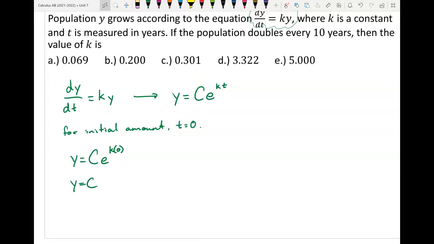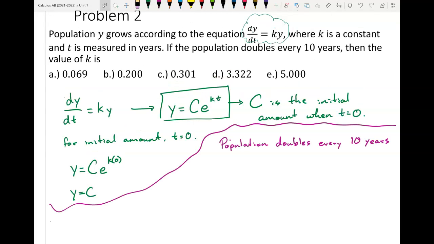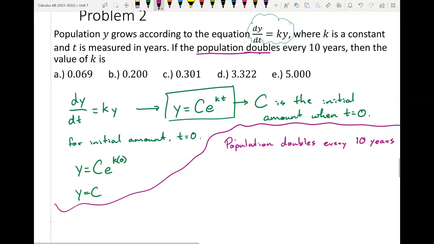So we can say, as a general rule, when we have this, our c is the initial amount when t equals 0. Okay? So that's just something that we want to make note of. It can be very useful for us to know that. So let's think about that along with what our problem is asking, that the population doubles every 10 years.